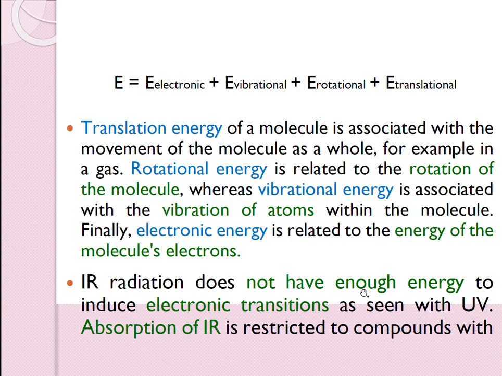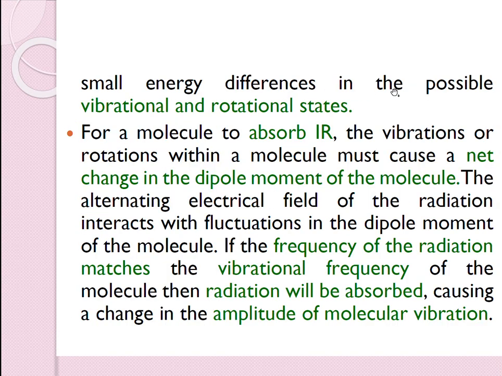The IR radiation doesn't have enough energy to induce electronic transition as seen with the UV. Absorption of IR is restricted to the compounds with small energy differences in the possible vibrational and rotational states. For a molecule to absorb IR, the vibration or rotations within a molecule must cause a net change in the dipole moment of the molecule.